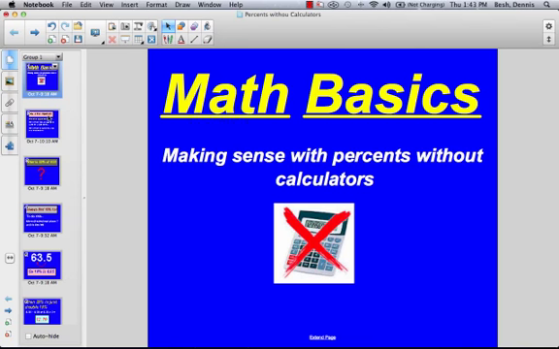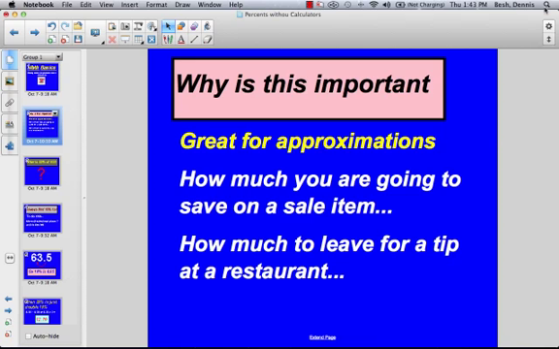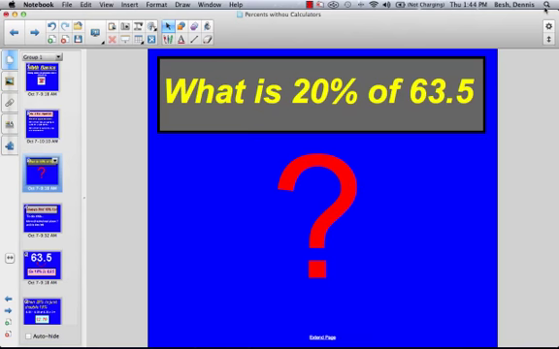You might say, well, why? Why would we want to do this? Well, number one, it's great for any time you want to do any approximations. For instance, you're walking in the mall, you see something on sale, and you want to know exactly how much it's going to cost you to buy that item. Or better yet, you're with your parents, you're sitting at a table in a restaurant, you get the bill, and you want to help out your parents by knowing exactly how much to leave for a tip that should be appropriate. Well, the way we do this is the following.